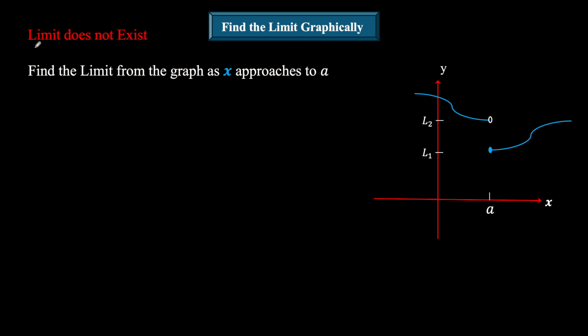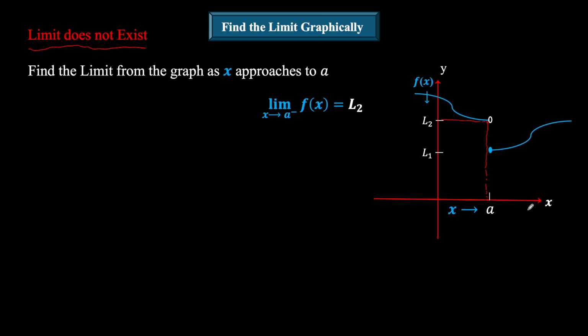The second case is when the limit does not exist. In this case, we find the limit from the graph as x approaches a. The first step is x approaches a from the left side. As x approaches a from the left side, we see that f of x is approaching L2. So the limit as x approaches a from the left side of f of x is equal to L2.